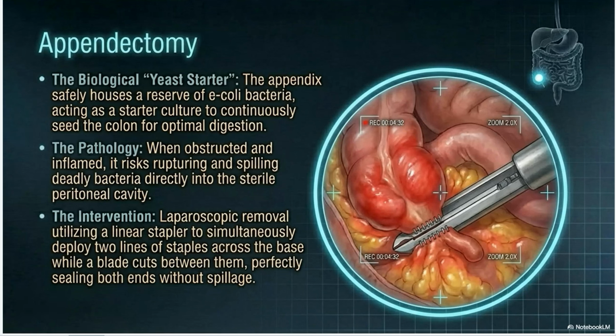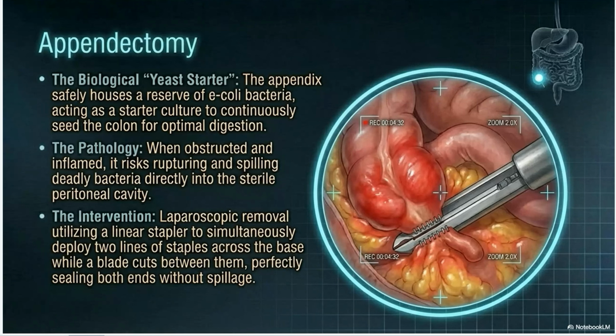However, more recent research suggests that it may act as a reservoir for beneficial gut bacteria, helping restore the intestinal microbiome after infections. Appendicitis occurs when the appendix becomes blocked and inflamed, often due to hardened stool known as a fecalith. When the appendix becomes obstructed, bacteria multiply rapidly inside the organ, leading to swelling, infection, and increased pressure.